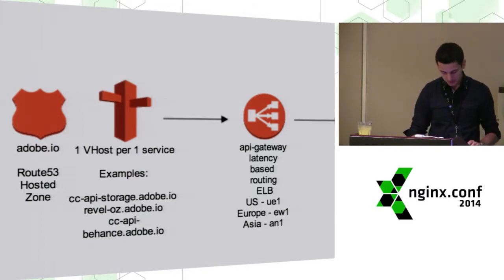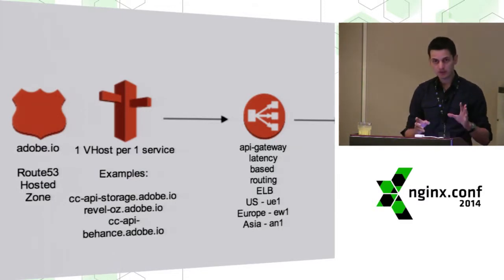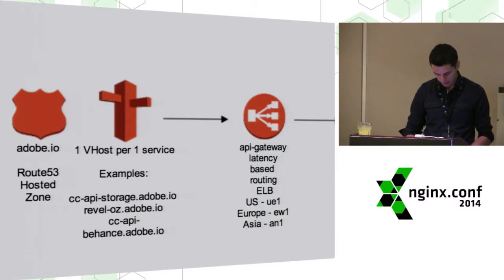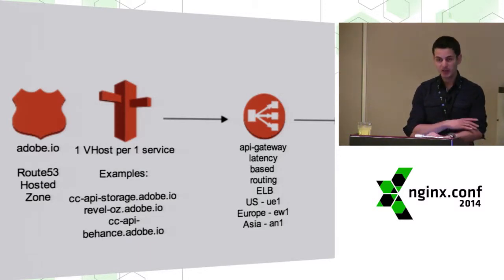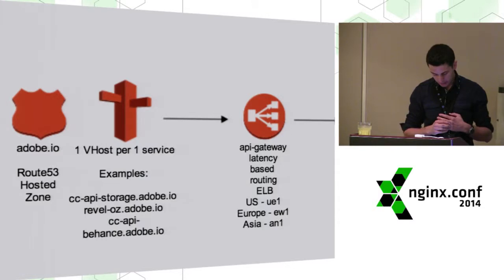So the request comes into Route 53, where we host the Adobe.io. We have one virtual host for each service. What you saw there with the synchronization is the API storage Adobe I/O, and then there's Behance. Behance is a community of creatives. That's where I got the architecture stuff that I showed you from. So each service dwells in its own vhost.